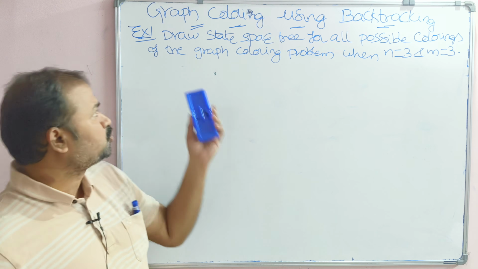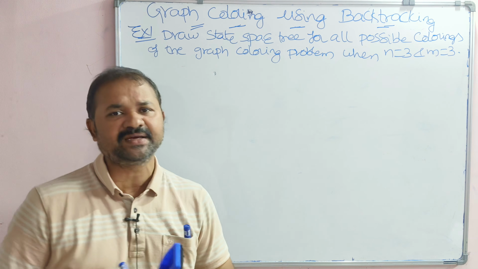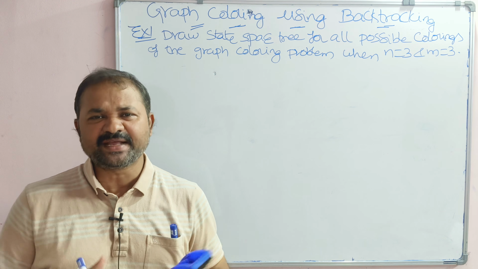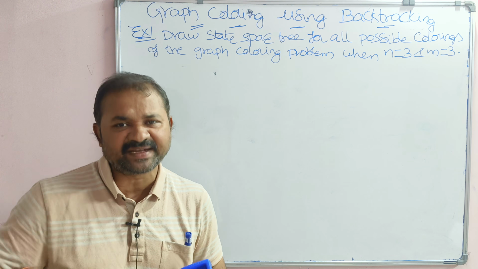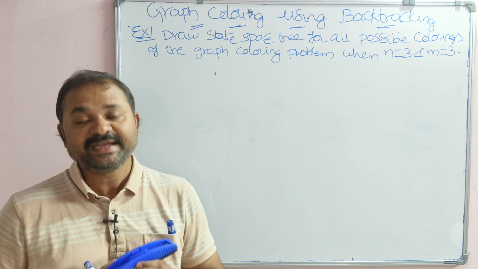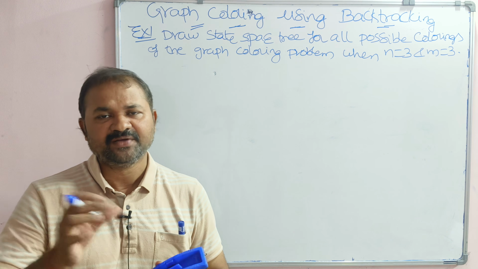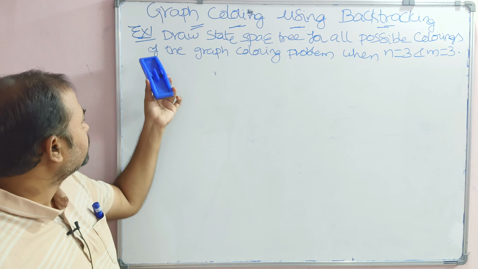Let's see two examples on graph coloring using backtracking in the DAA subject. We know what graph coloring is. We have to color all the vertices of the graph in such a way that no two adjacent vertices have the same color. Let's see example 1.